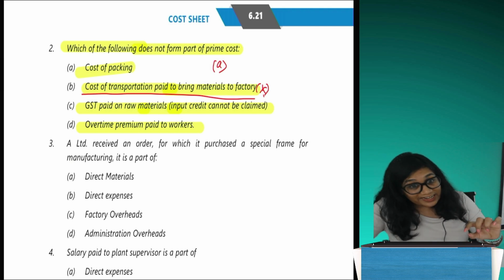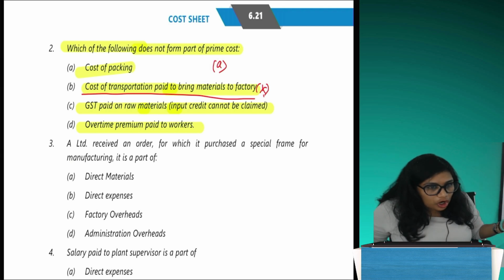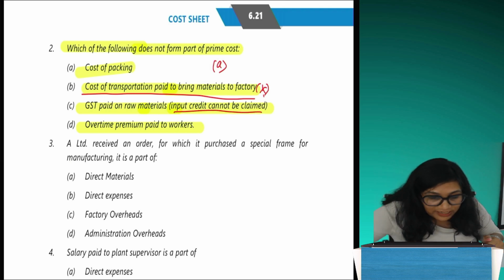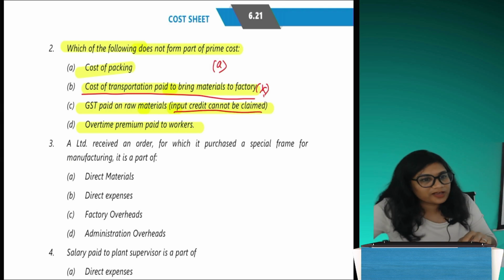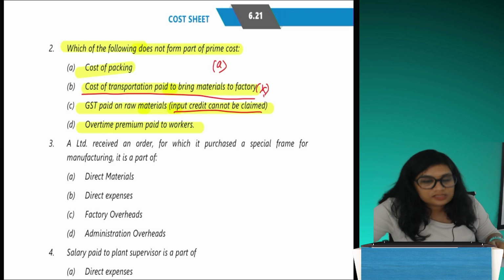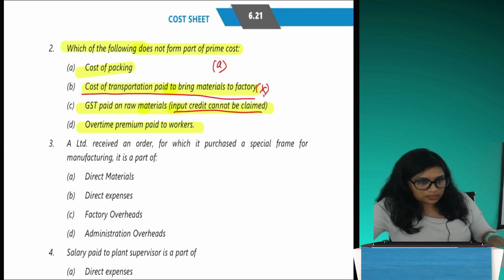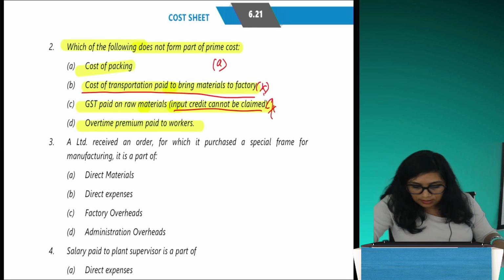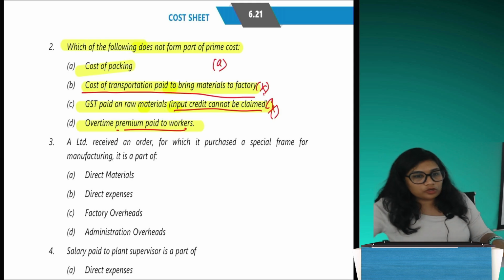Okay. Next. A limited received an order for which it purchased a special frame for manufacturing. It is part of direct material, direct expenses, factory overheads, admin overheads. Think, we have already discussed one problem. Direct expense. So answer is B. Why? So I have purchased a special frame which is used for the manufacture of this product only, which means this is completely related to the product. If it is completely related to the product, then it becomes direct.